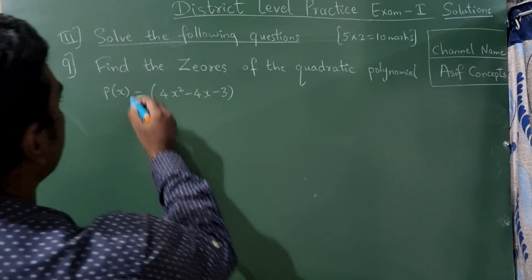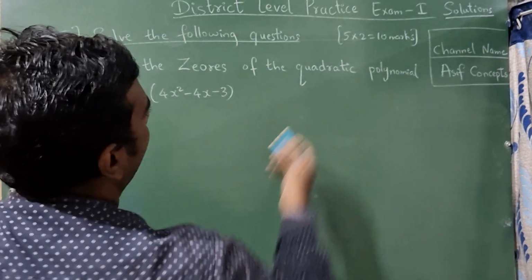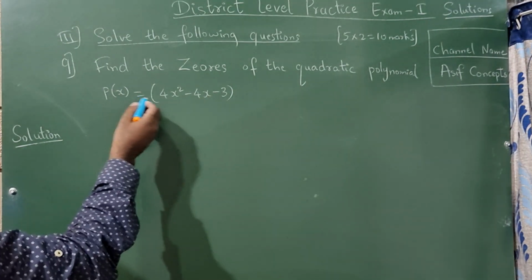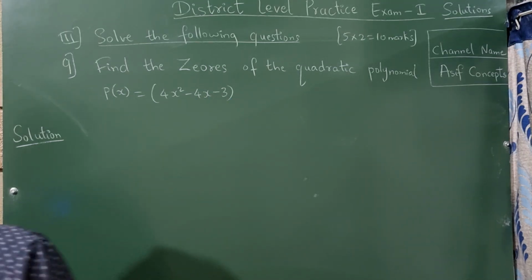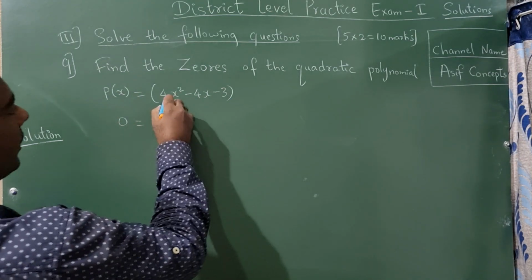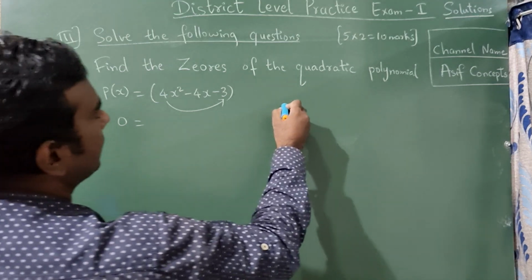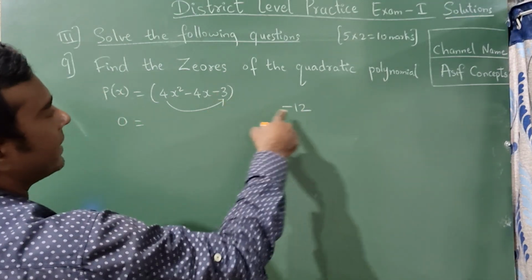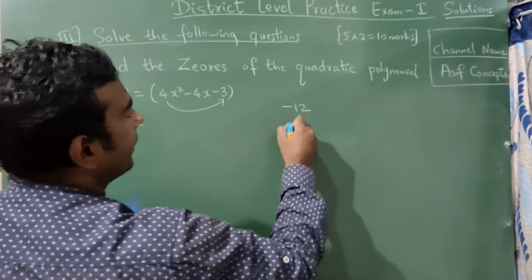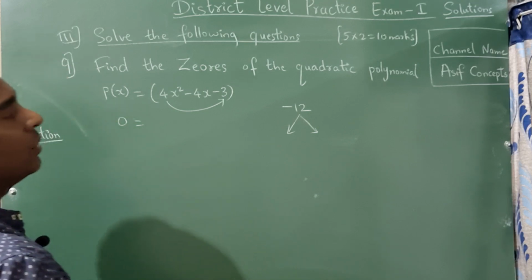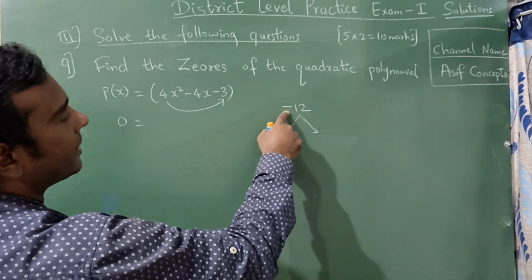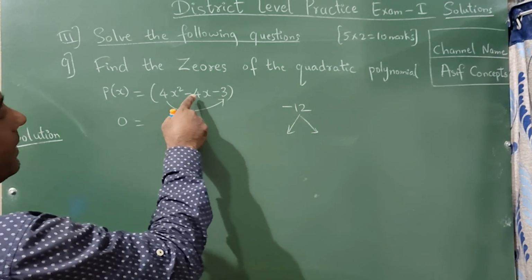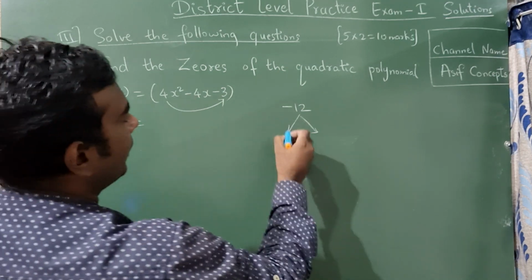Now ninth question is, find the zeros of the quadratic polynomial p of x is equal to 4x square minus 4x minus 3. Now I'll consider this as a 0. Now 4 threes are how much? 12. Since there is a minus, I have written minus here. Now you need to tell two numbers. If I multiply, I must get minus 12, and if I add, I must get minus 4.